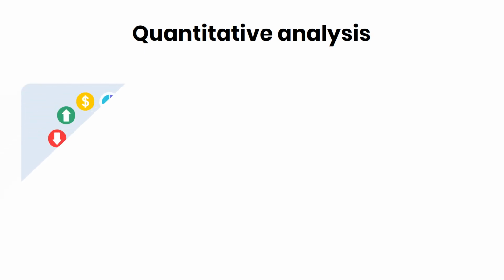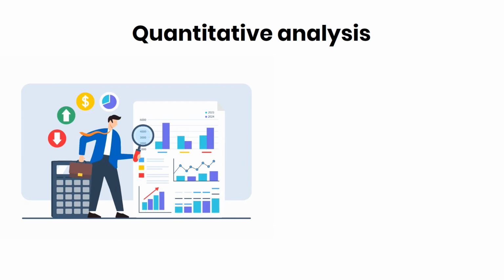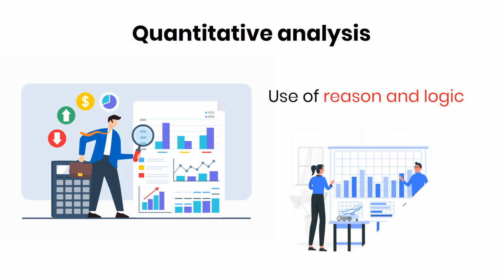Quantitative analysis is a logical approach to decision-making because it relies on systematic methods and objective data to draw conclusions. It is also considered a rational approach because it involves the use of reason and logic to evaluate alternatives and make decisions. By applying mathematical and statistical techniques, quantitative analysis helps ensure that decisions are based on sound evidence rather than intuition or guesswork.